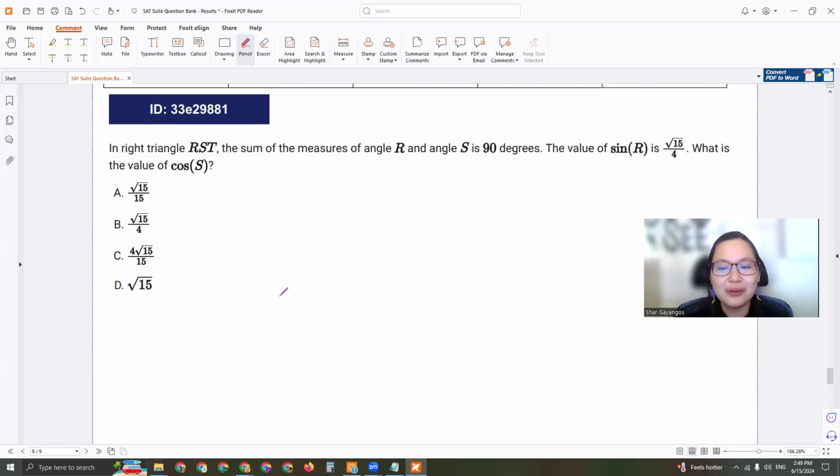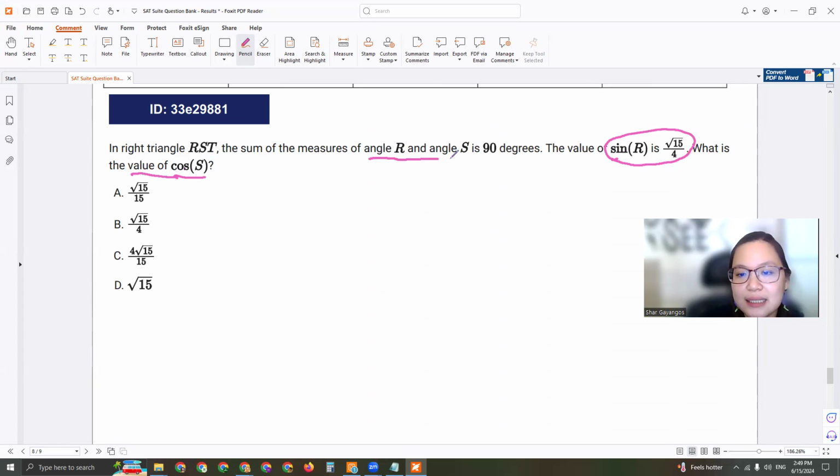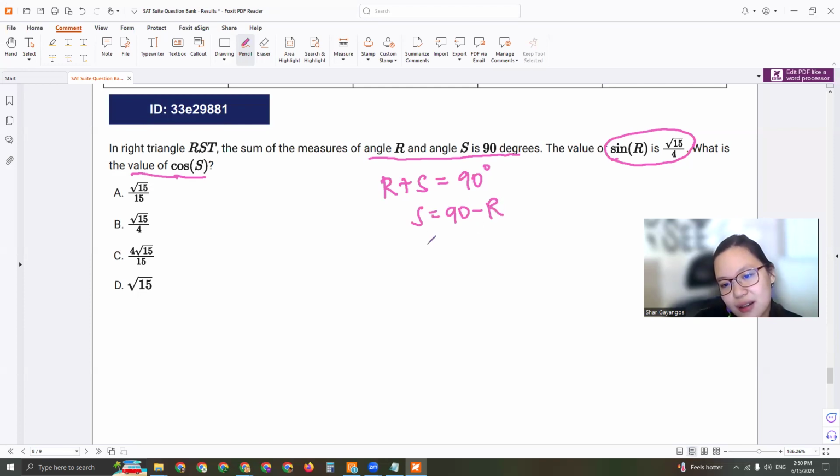All right, another cosine and sine problem. Just by looking at these terms, we're looking for cosine S. We know this. And we also know that R and S add up to 90 degrees. What does that tell us? R plus S is equal to 90 degrees, correct? Well, what I can do is also write 90 minus R, or R is equal to 90 minus S.